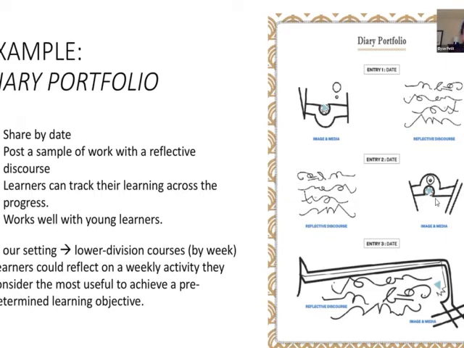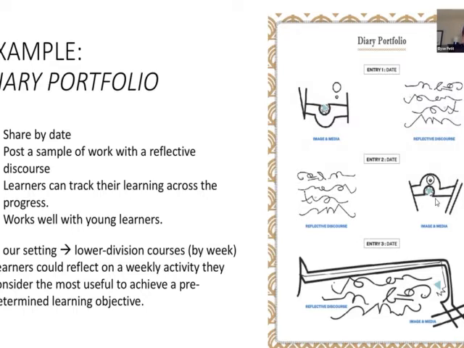Okay, so you can say, well, day 1, I did that, day 2, I did that, day 3, I did that, or week 1, week 2, it depends on how you want to present it. So the student posts a sample of work they did and links a reflective writing next to it. Why did they choose that? The learners can track their learning across the progress, so if it's daily, for example, they can really see the progress they make.